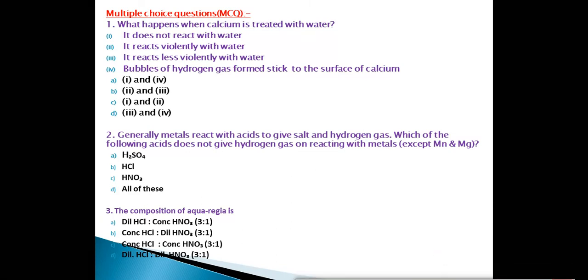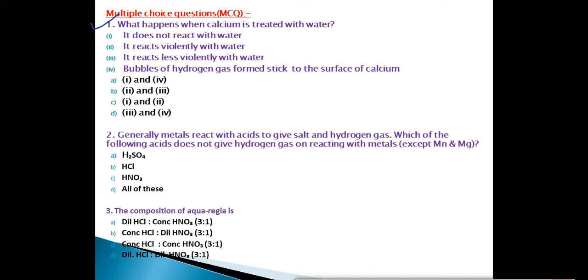Here the first question which we have is, what happens when calcium is treated with water? Means we have to say what will happen when calcium reacts with water. The 4 options are given: it does not react with water, it reacts violently with water, it reacts less violently with water, and bubbles of hydrogen gas formed stick to the surface of the calcium. In the options there are 2 which can be correct, so we have to choose those.